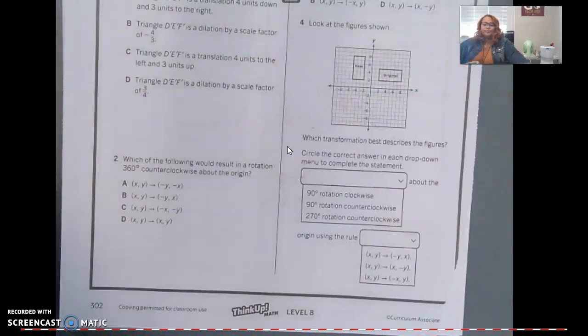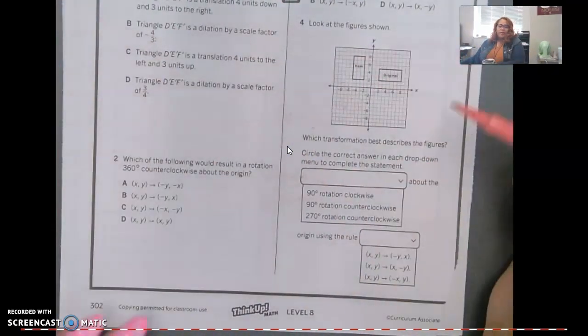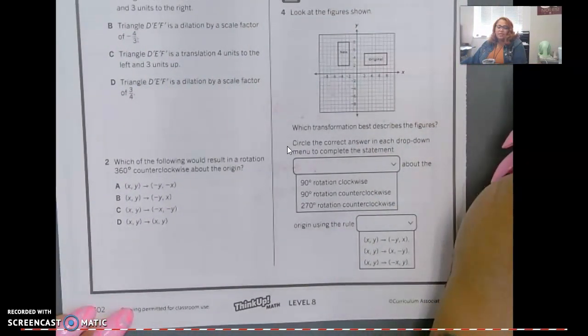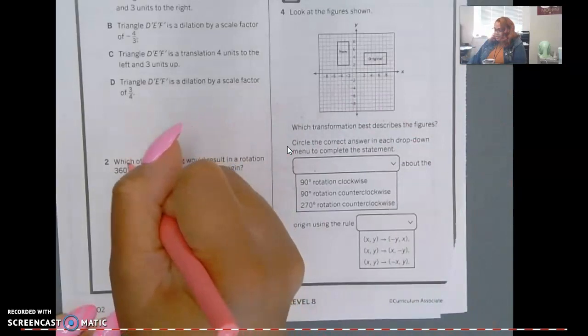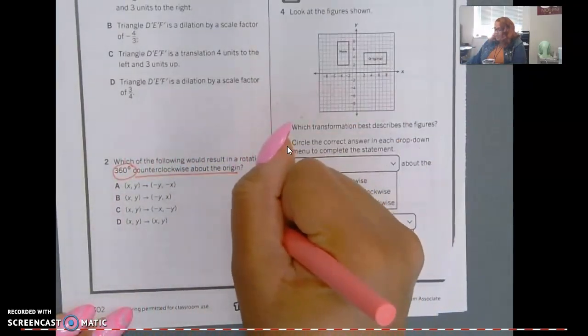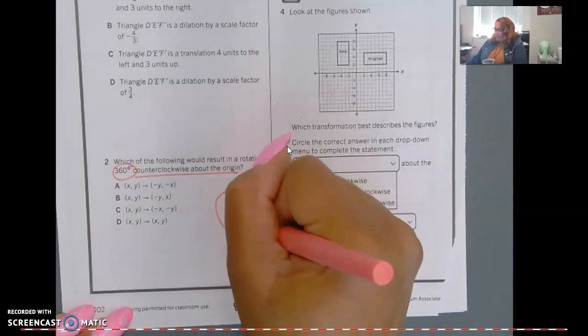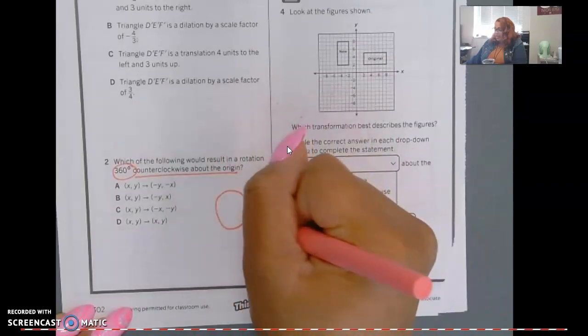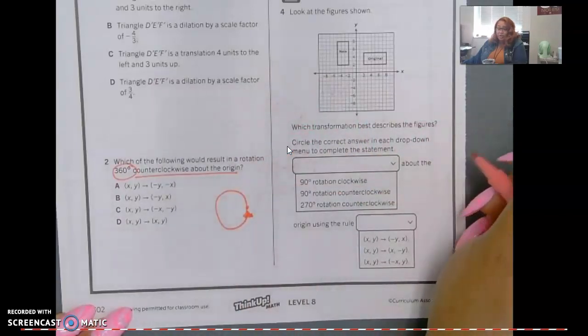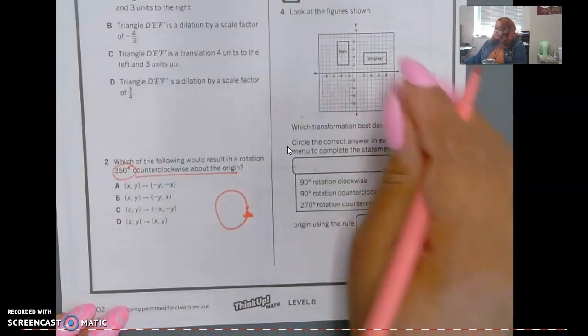Number 2, which of the following would result in a rotation 360 degrees counterclockwise about the origin? Well, remember 360, if you start here and you go 360 degrees, where do you end up? Will there be a change or are you back where you started?